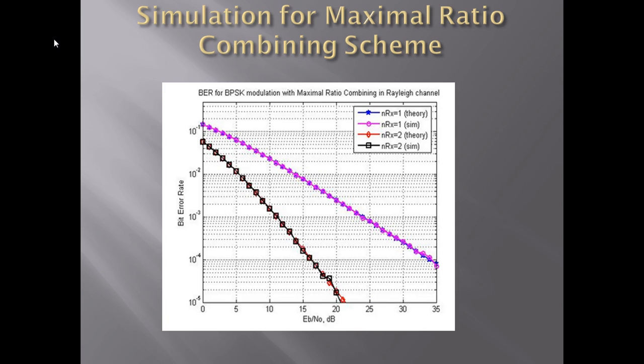The first simulation that we did was for maximal ratio combining. It was compared to the one transmitter, one receiver antenna. We could see that the maximum ratio combining technique with one transmitting antenna and 2 receiving antennas performed a lot better.